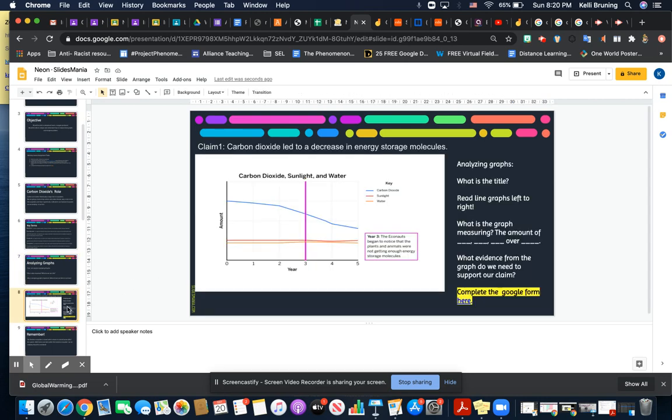So what I'm going to have you guys do is go ahead and we are going to analyze a few graphs in the Google form. And you'll recognize this graph, so this will be review from last class. And I want you to look at what the title is. Remember that we read line graphs left to right. Left is over here, right is over here. So we're reading from left over here to right.